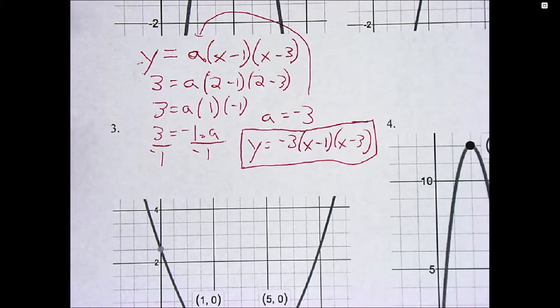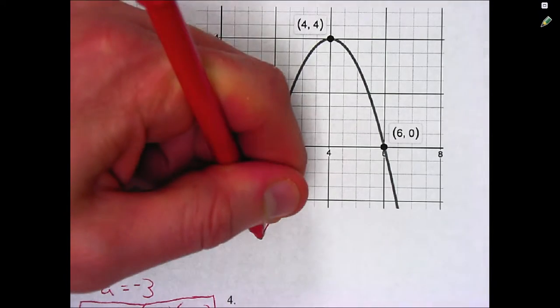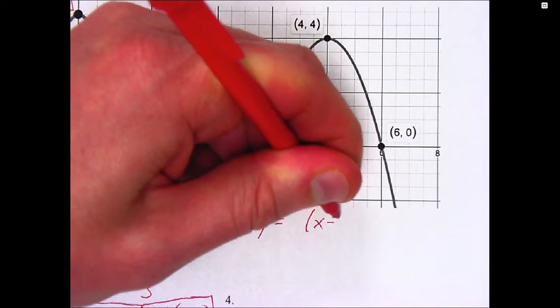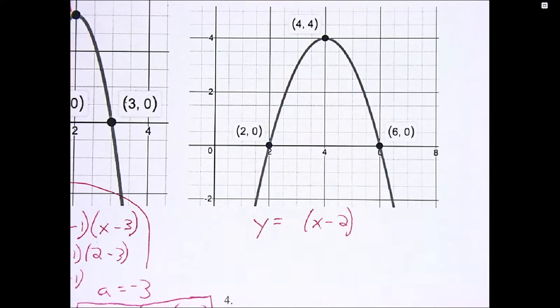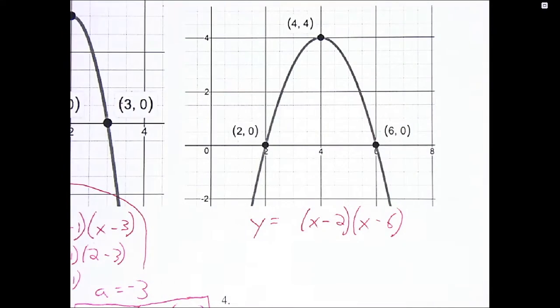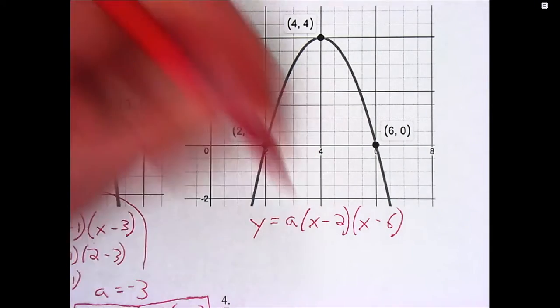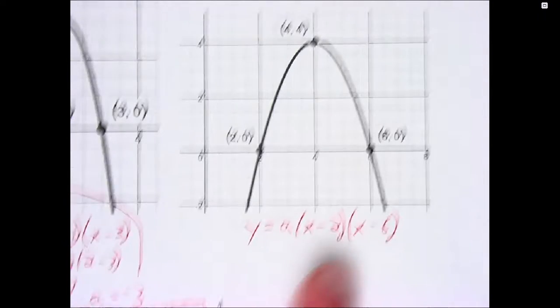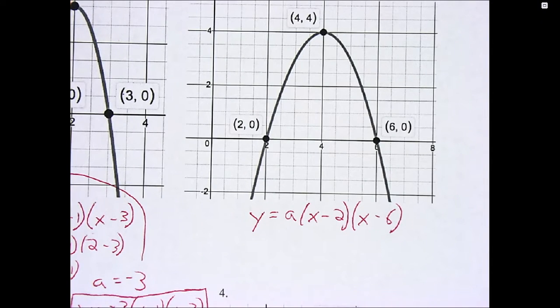So you've got 3 more to work on here. I'll get you started on this one. And so we know the x-intercepts, so I know the factors. So you're going to start with 2 being an x-intercept, so you should have an x minus 2, and then an x minus 6, and then the a value goes in front. And now you'll plug in 4 for x and 4 for y and see if you can find the a value, and check your answers when you're done.